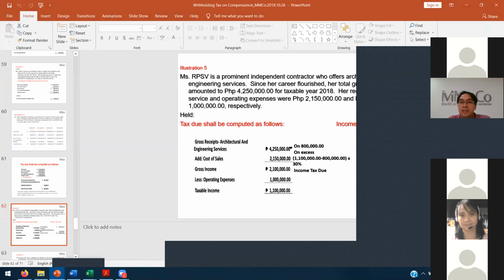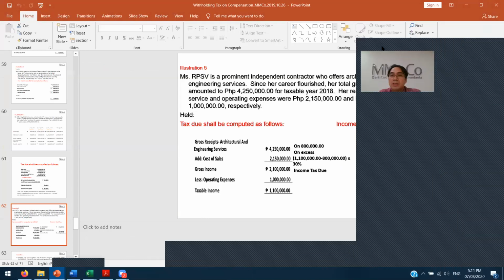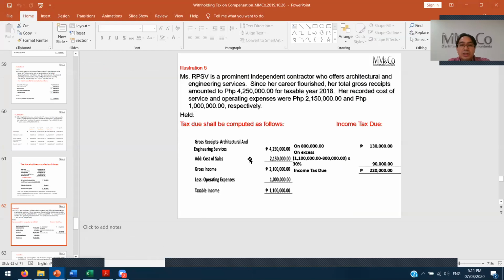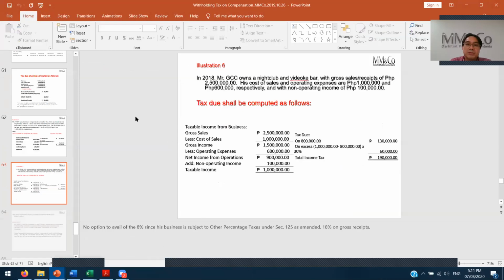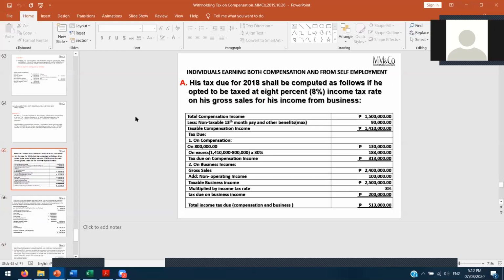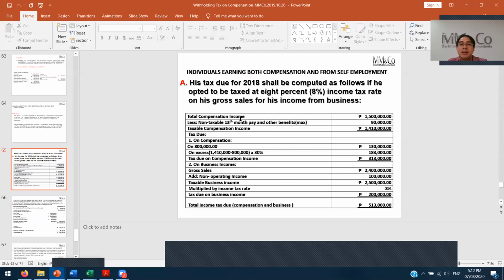Bigyan kita ng example para mas madali kong mai-explain. Ganito yung magiging itsura ng ating computation dyan. Halimbawa, hanap tayo ng may sweldo dun sa example ko. O yan. Dito, nakikita nyo ba to itong presentation? Ayan o, ang compensation income mo, 1.5.